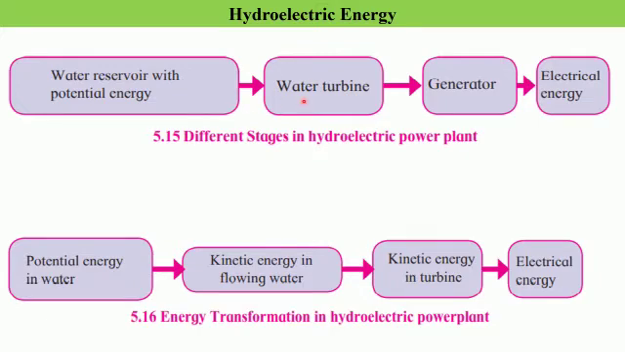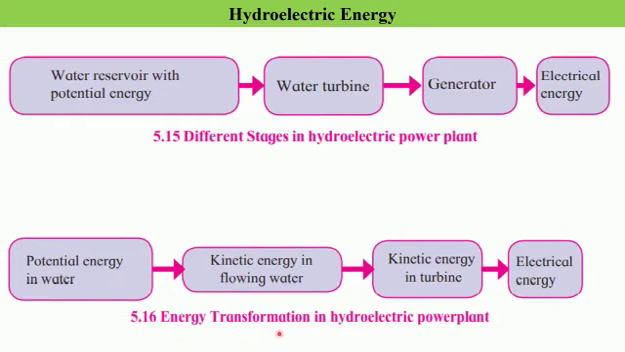This water is made to fall from a height over the water turbines. When the water falls onto the water turbines, they start rotating. In turn, the generator also rotates, thereby giving rise to electrical energy. So these are the different stages in the hydroelectric power plant.